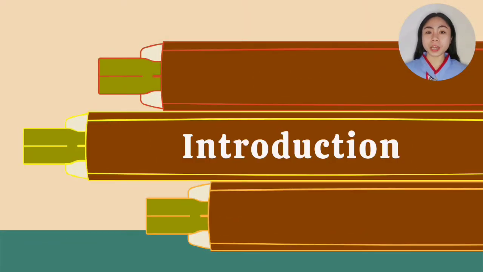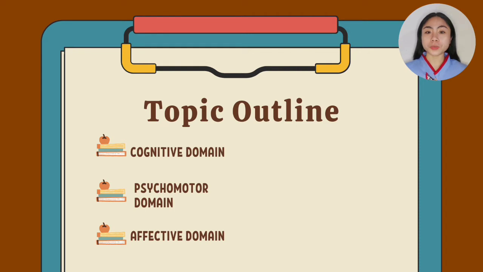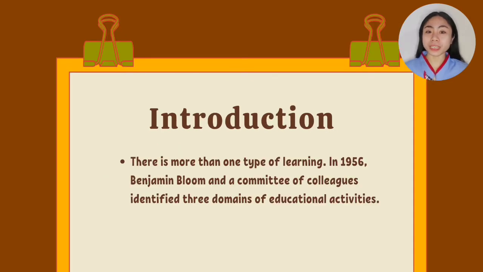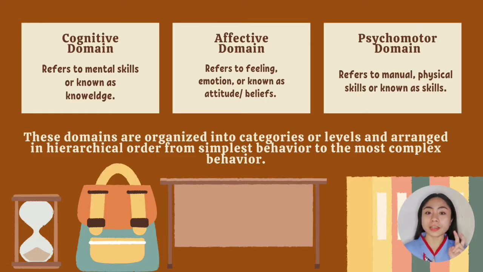So we have our topic outline. The first one, we have cognitive domain. The second one, psychomotor domain. And the third one, affective domain. There is more than one type of learning. In 1956, Benjamin Bloom and a committee of colleagues identified 3 domains of educational activities. We have cognitive, affective, and psychomotor.